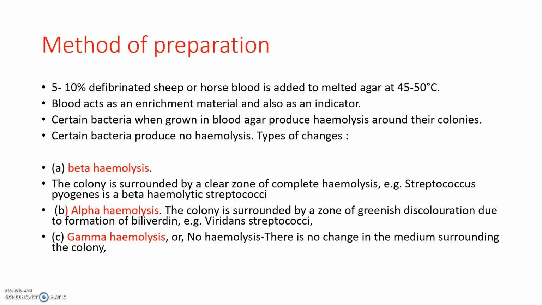Next is the method of preparation. I have already discussed, 5 to 10% defibrinated sheep or horse blood is added to the melted agar. It should not be at 100 degrees Celsius. First of all, we heat the nutrient agar at 100 degrees Celsius, and then we cool it down to 45 to 50 degrees Celsius by stirring. When it reaches 45 to 50 degrees Celsius, then we add 5 to 10% defibrinated sheep or horse blood. Otherwise, it may result in the destruction of the added RBC.